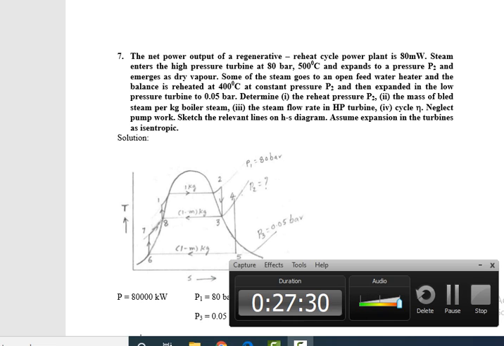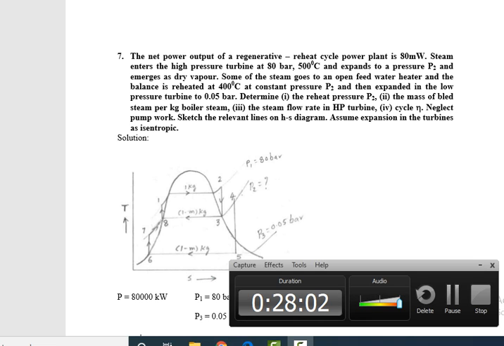In the high pressure turbine, the steam at 80 bar and 500 degrees Celsius expands to pressure P2 as a dry vapor, and some steam is sent from the high pressure turbine to the open feed water heater. Again, the steam is reheated at 400 degrees Celsius at constant P2, and then expanded in the low pressure turbine to 0.05 bar.